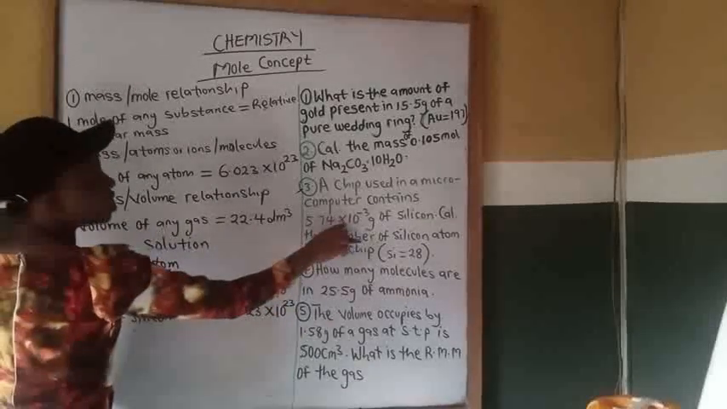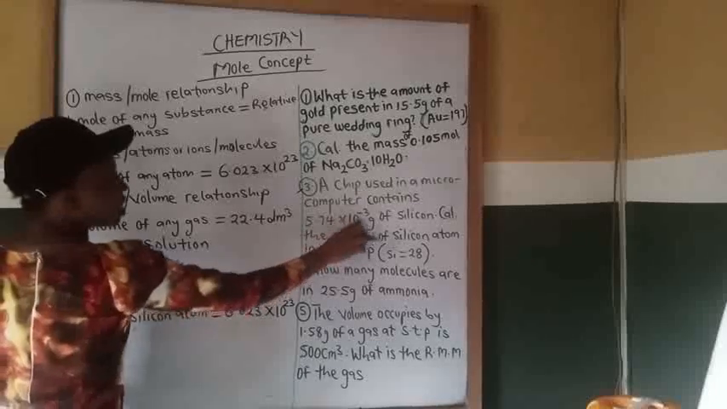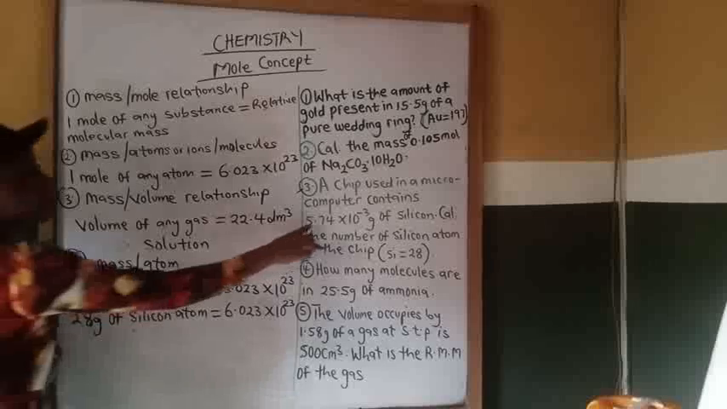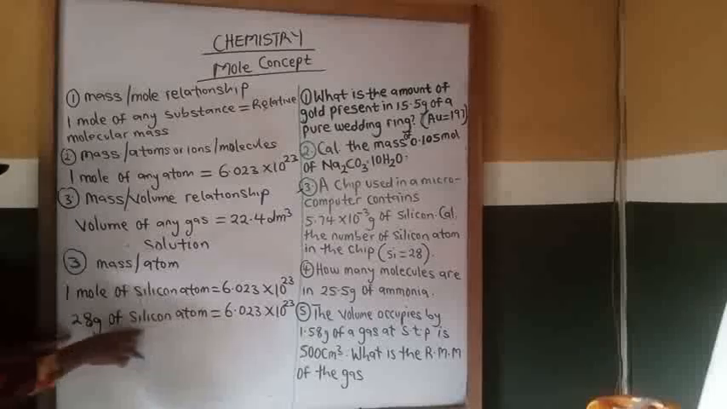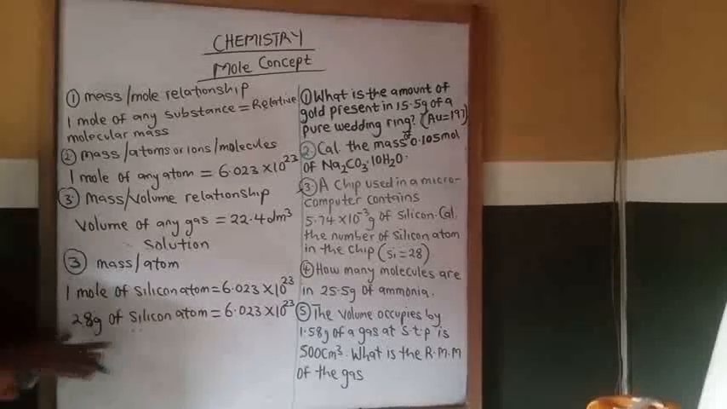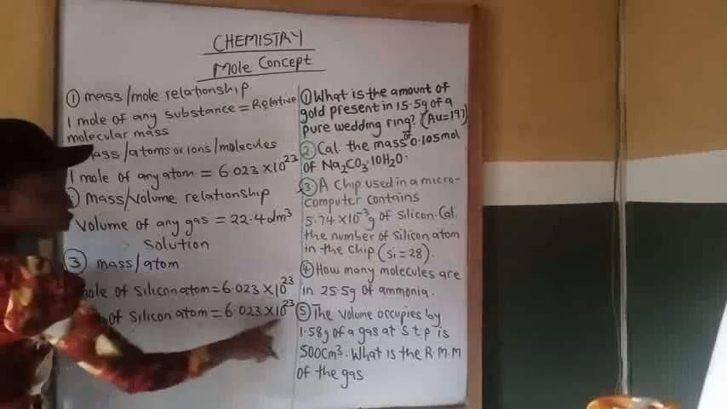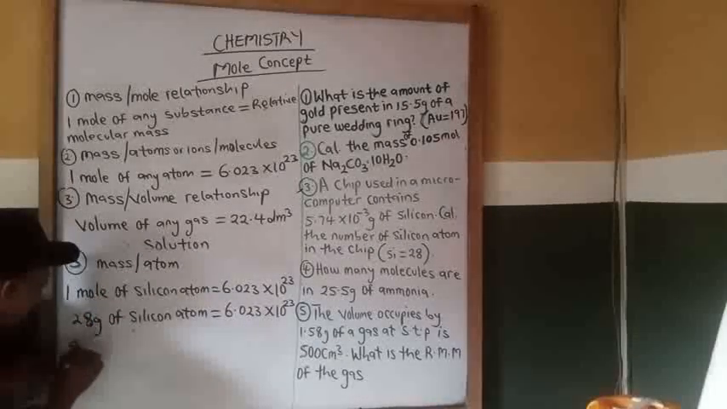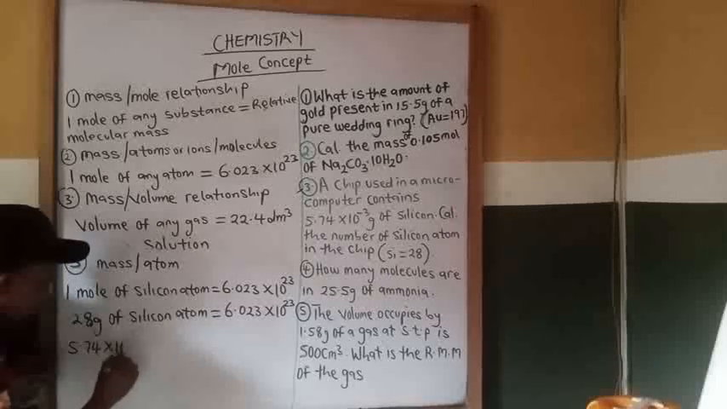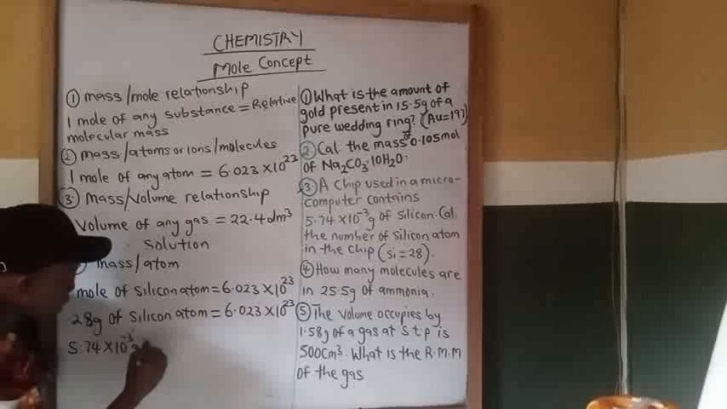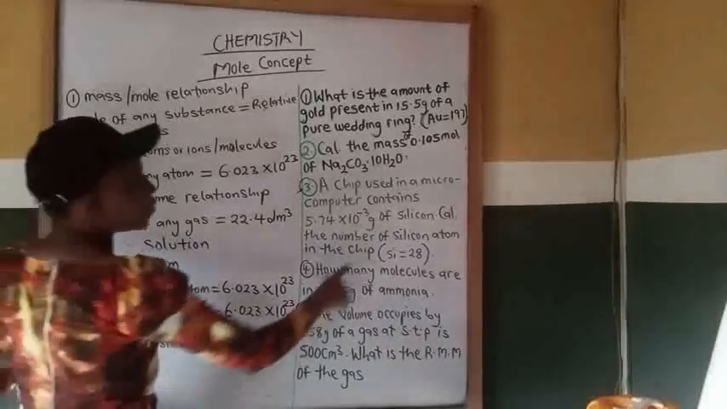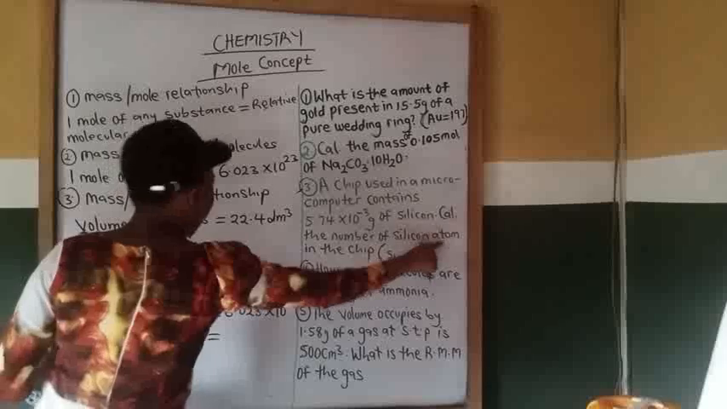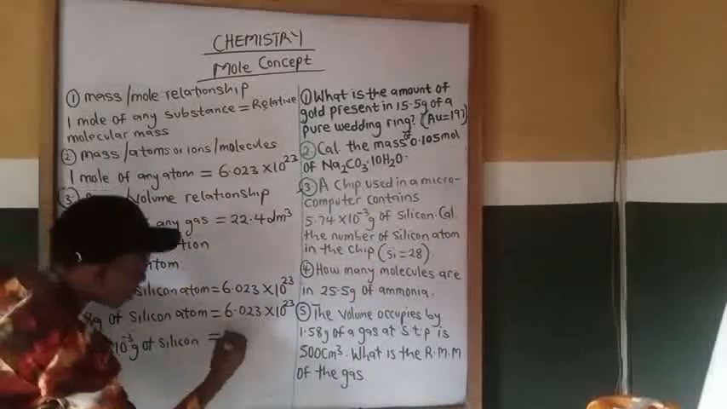The mass of silicon is given, which is 5.74 times 10 raised to power minus 3. Place this 5.74 times 10 raised to power minus 3 in gram, because it is mass in gram. Put it under mass, while this side is for atom. So 5.74 times 10 raised to power minus 3 gram of silicon equal to, what are we looking for? Calculate the number of silicon atom. So we are looking for the number of atoms, so you write X atom.